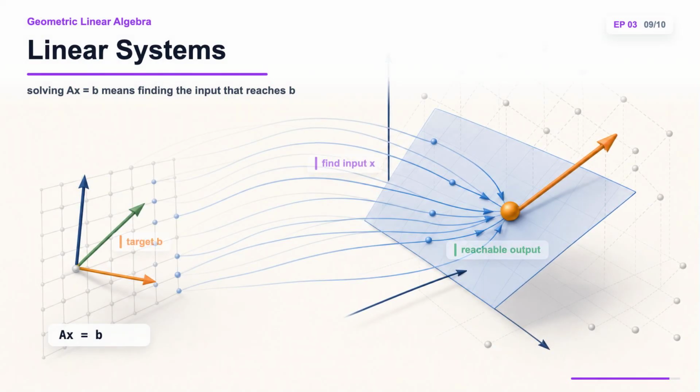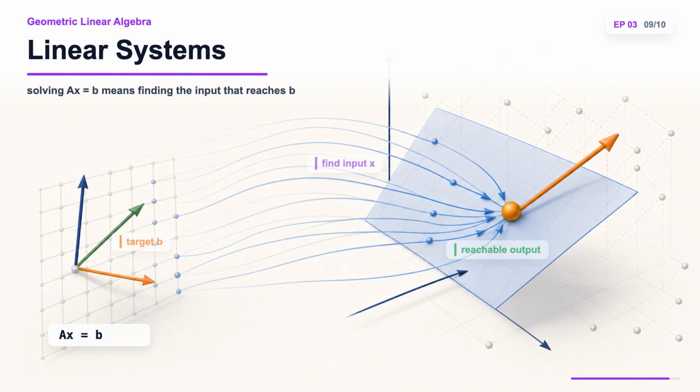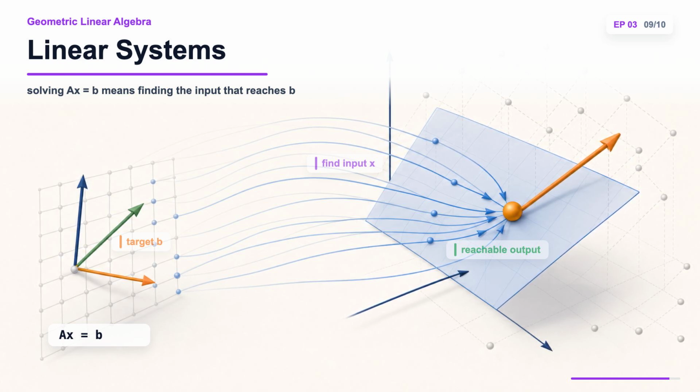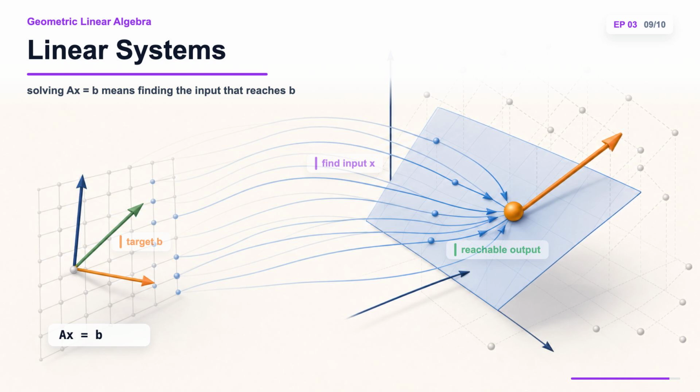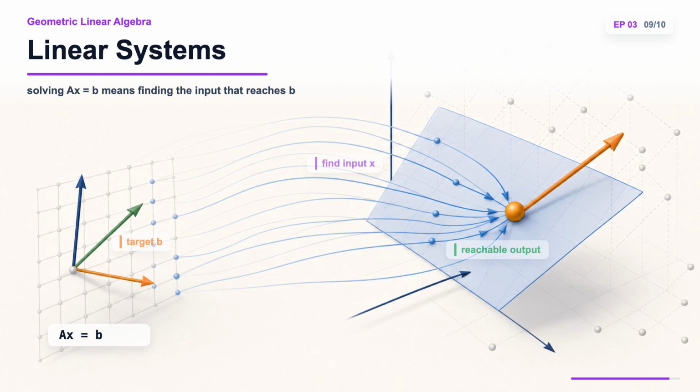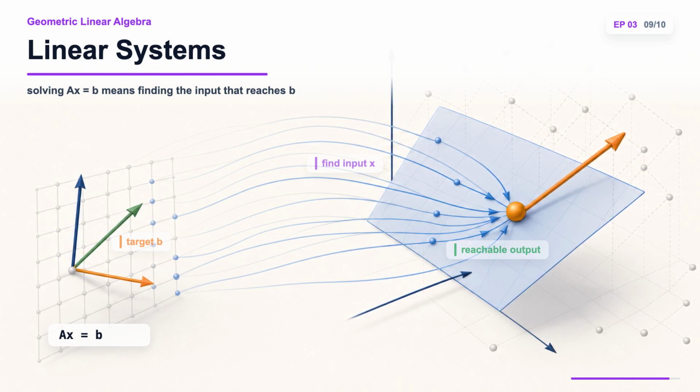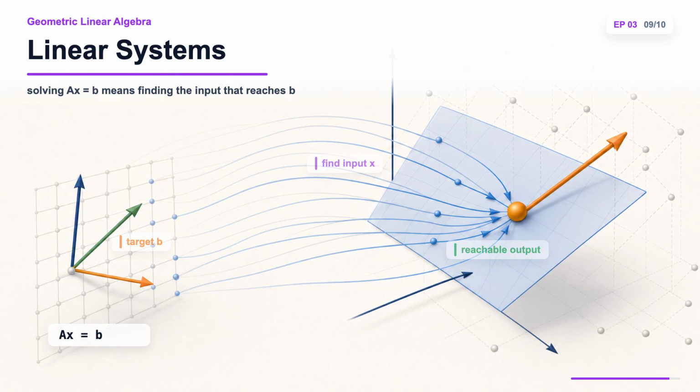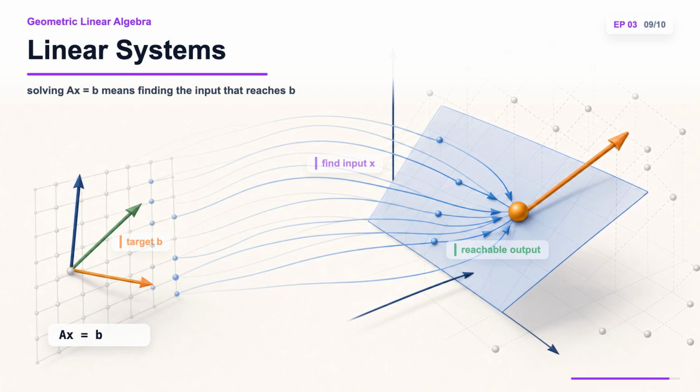This view also changes how we read a linear system. In the equation Ax = b, the matrix A is the transformation, x is the unknown input, and b is the target output. Solving the system means asking, which input vector lands on this target after the transformation? If A is invertible, every target has one input. If it collapses space, some targets are unreachable, and other targets may have infinitely many inputs. So a system of equations is also a reachability question in the output space.